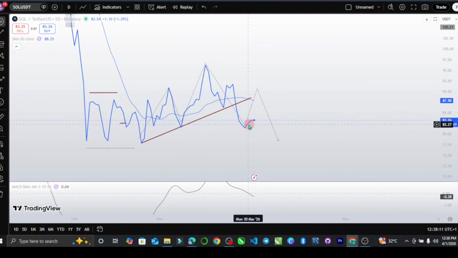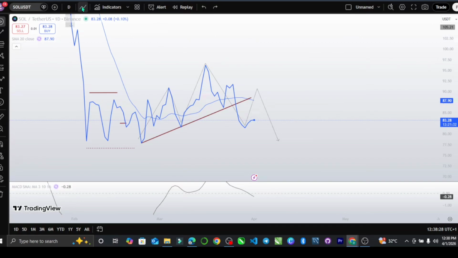You see, there are two possibilities here. Either it tanks from here, or it goes up from here as well and then forms the shoulder pattern. So I'm just going to remove this as well.